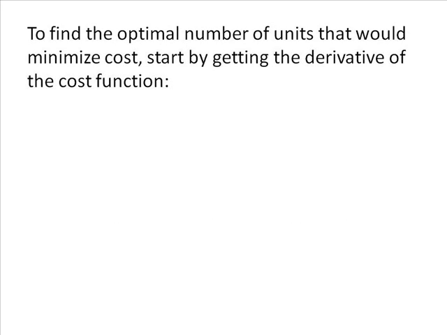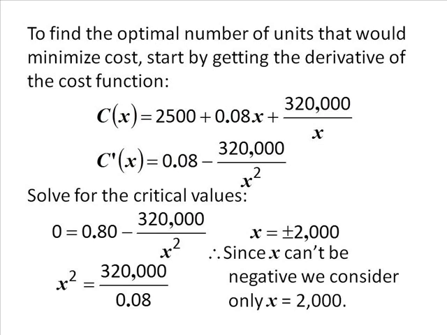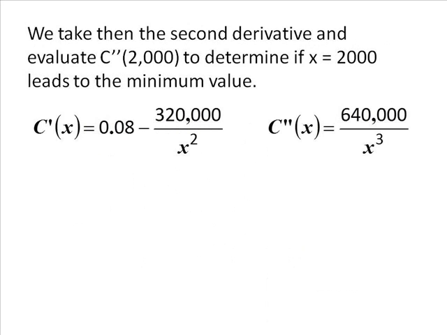To find the optimal number of units that would minimize cost, start by getting the derivative of the cost function. Solve for the derivative of the cost function. Then use the first derivative of the cost function to solve for the critical values. Since x can't be negative, we consider only x equals 2,000.